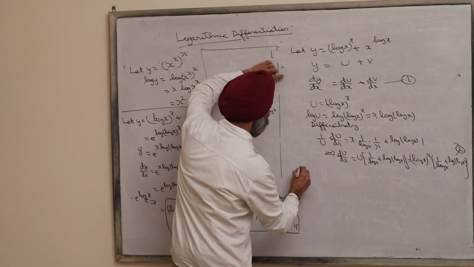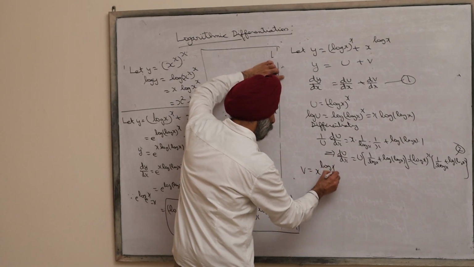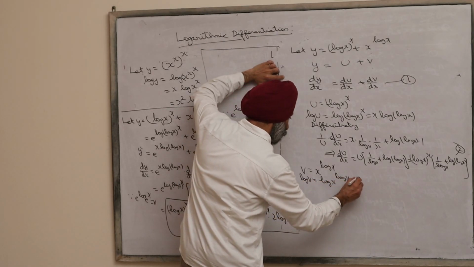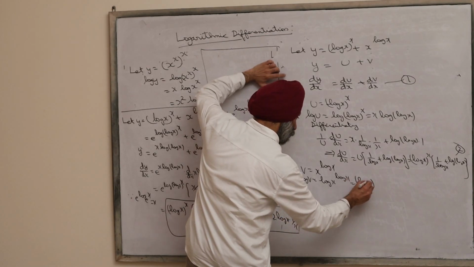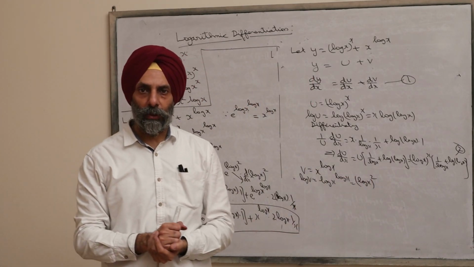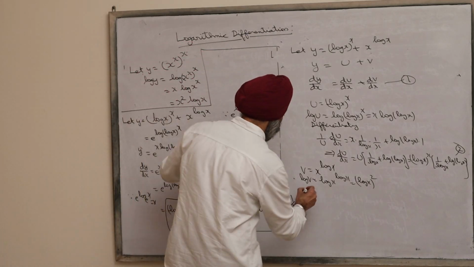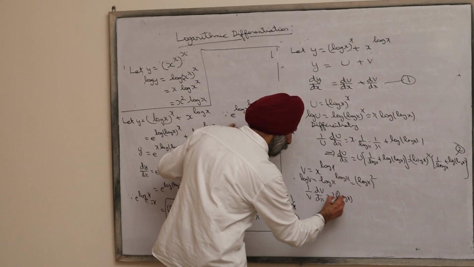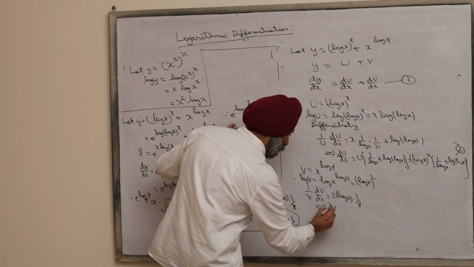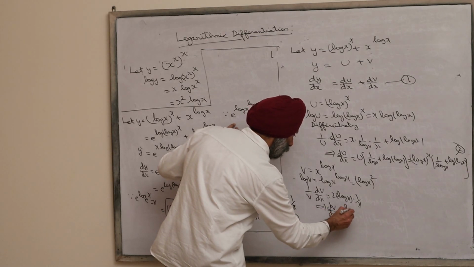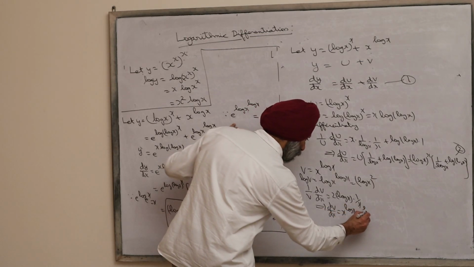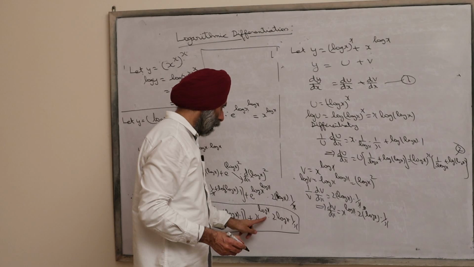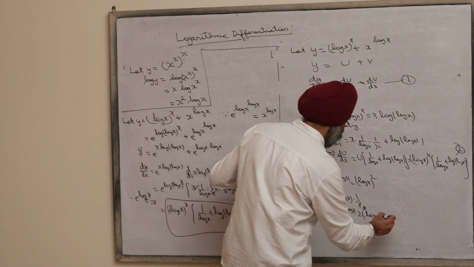What is v here? v is x raised to the power log x. Log of v is equal to log of x raised to the power log x. Can I write this as log of x into log of x? So that means this becomes log of x square. So 1 over v into dv over dx is equal to, what is that? It is 2 log x into 1 over x. So this implies that dv over dx is equal to x raised to the power log x into 2 log x into 1 over x.